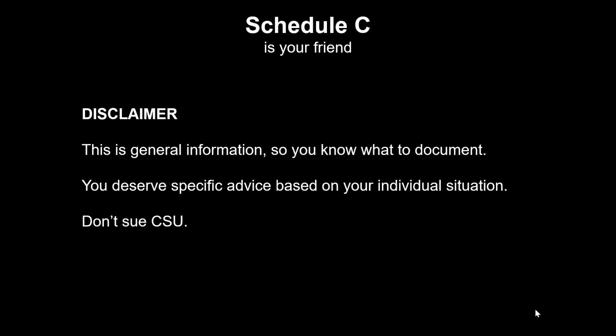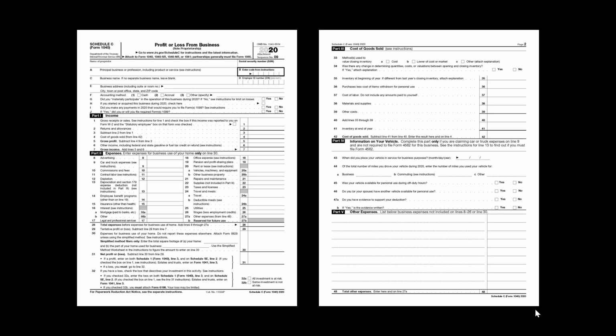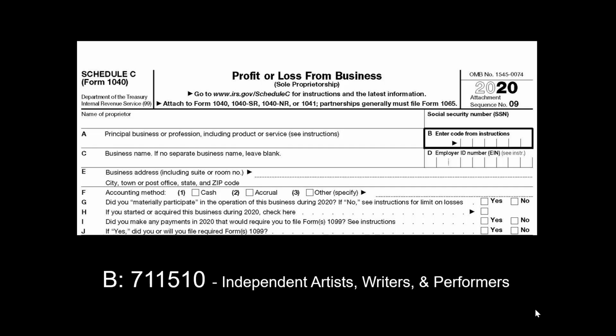Please don't sue CSU. This beauty right here is the Schedule C, Profit or Loss from Business form. Let's look at the details that you'll need to have available. The top part of the form seems like it would be straightforward.